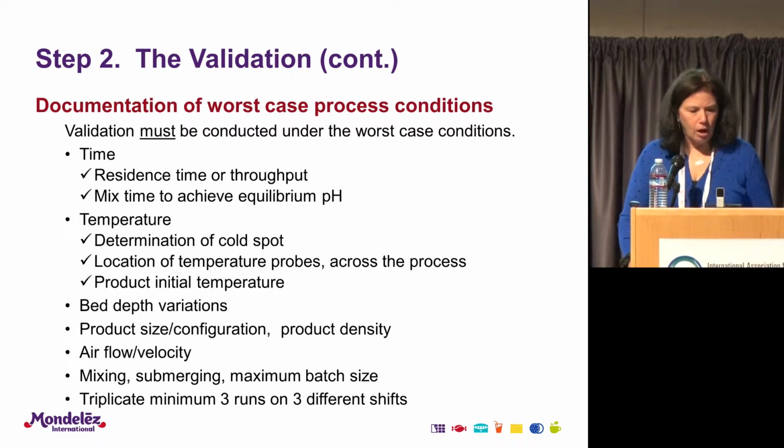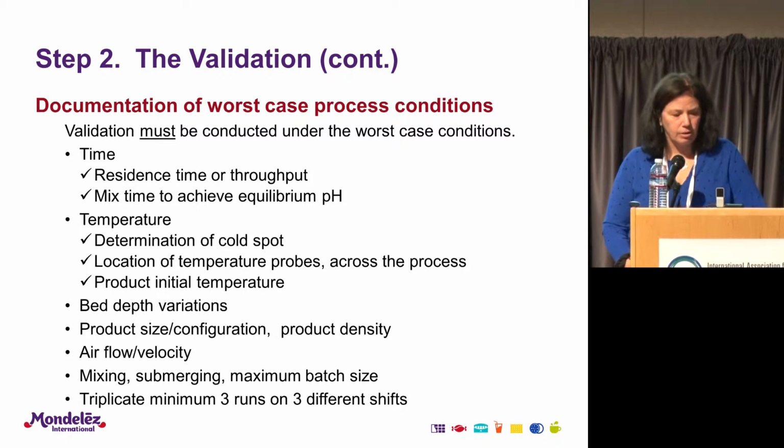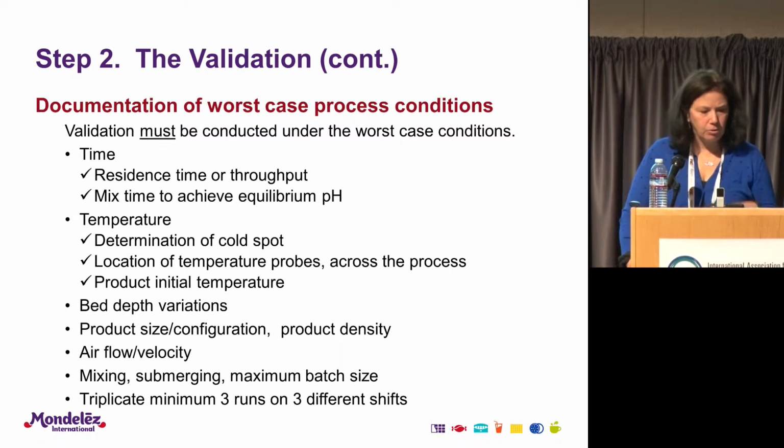Okay, you want to document the worst case conditions. I can't stress this enough, but the validation must be conducted under worst case conditions. These are just examples and some that I've encountered in looking at validation reports. The time. The residence time or throughput has to be conducted at the worst case. So an example is validating a process at 17,000 pounds per hour and slowly, incrementally moving up to 25,000 pounds per hour, but you need to know that it's conducted at the worst case conditions.